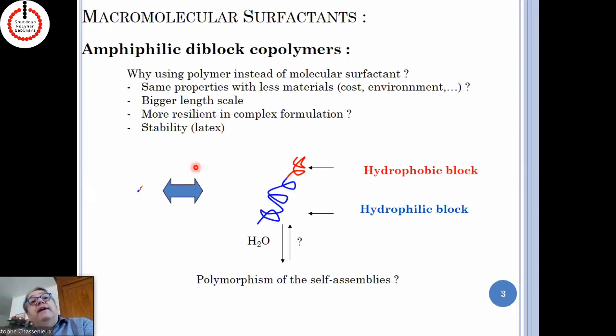And we all know that if you take a block copolymer instead of a surfactant to achieve the stability of latex particles, you increase the stability by several orders of magnitude. The main thing that we want to know is whether, if we play with the chemical nature of this block copolymer, it is possible, when you put this block copolymer in water, to achieve exactly the same self-assemblies that have been encountered with surfactant molecules.